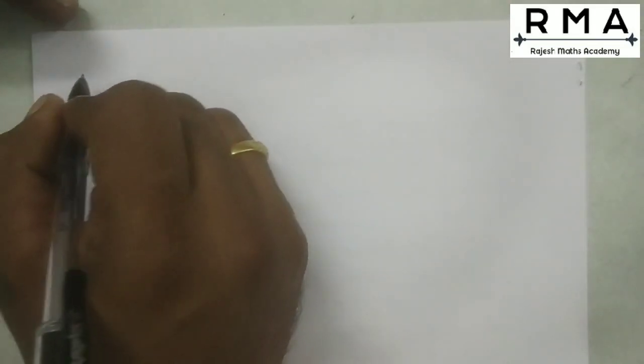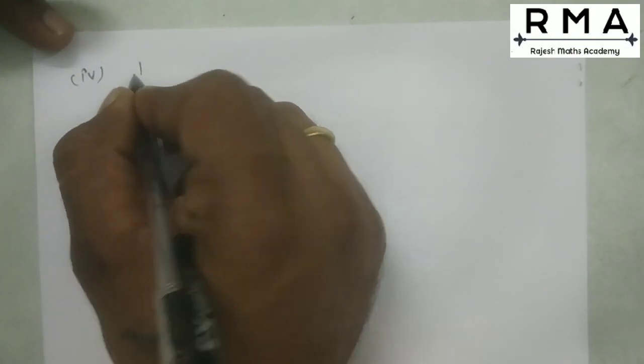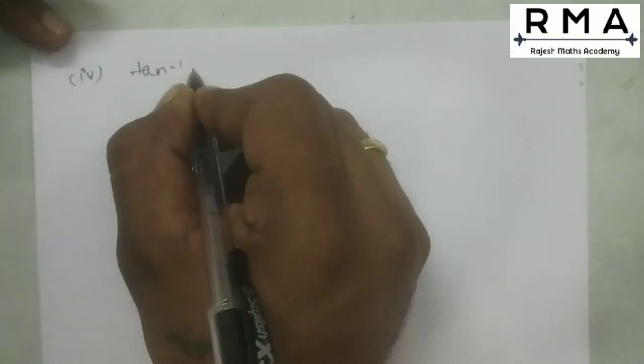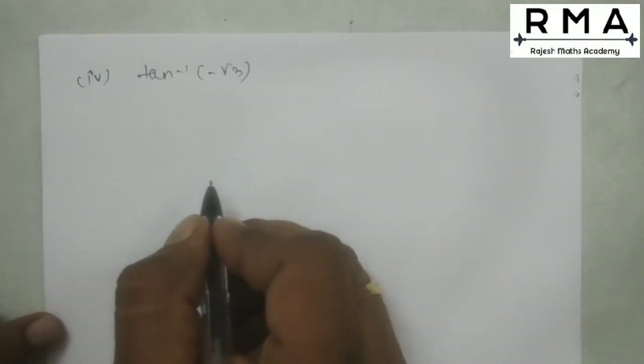So totally 9 to 10 questions are there. Question number 4 now. What is given? We are going to find the principal value of tan inverse of minus root 3. Principal value of tan inverse of minus root 3.